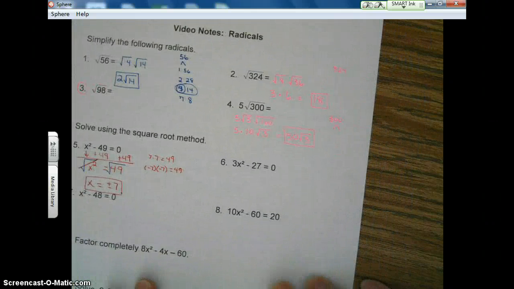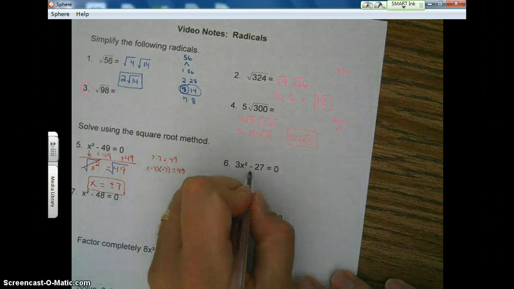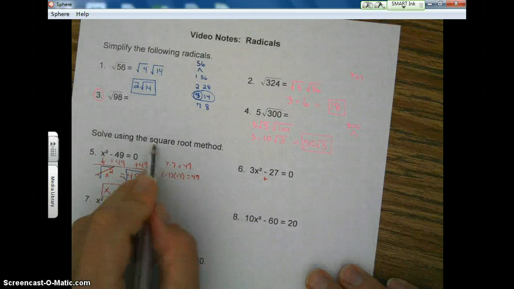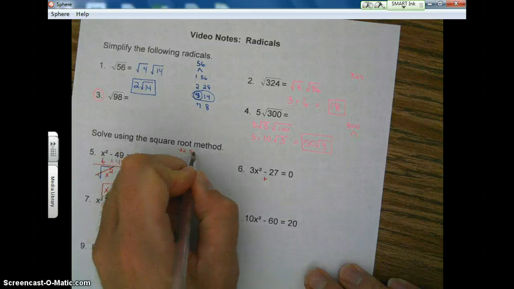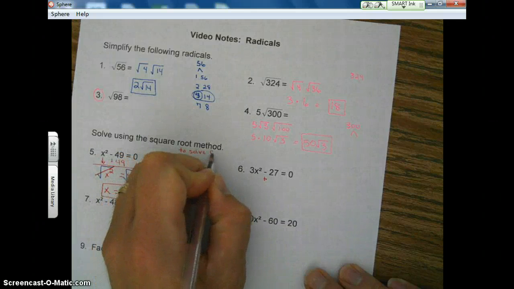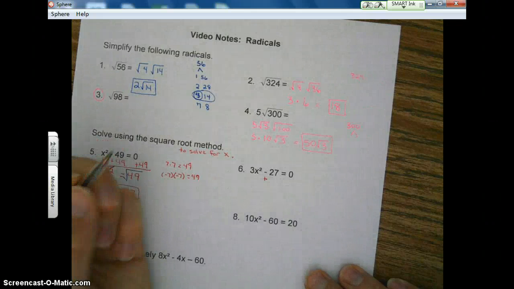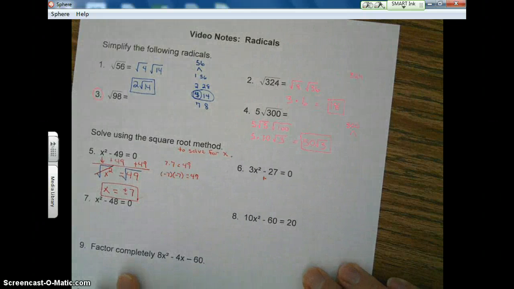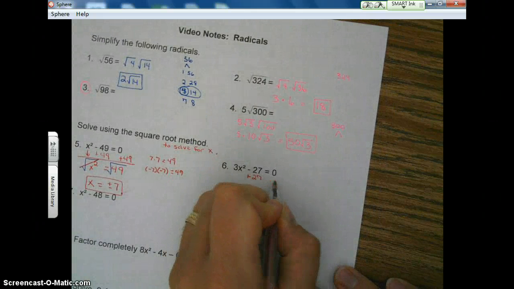Okay, let's take a look at number 6. Number 6, again, let me remind you, using the square root method means to solve for x. So we're not factoring. We are not solving by factoring. Okay, so we're going to add 27 on both sides.